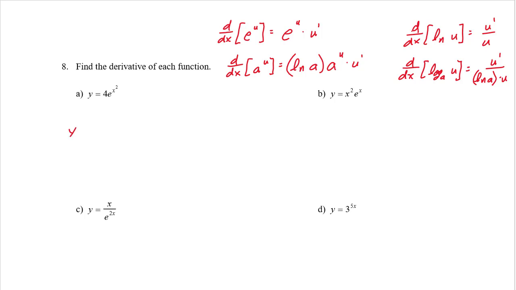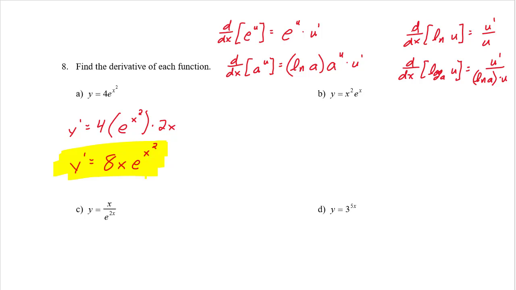So we've got y prime for this one. 4 is just a coefficient, so I'll let it hang out front. This is an e to the u, so I do e to the u times u prime: e to the x squared, times the derivative of x squared, which is 2x. I can rewrite that a little cleaner, multiplying the 2x with the 4 in front to get 8x, then e to the x squared afterwards.